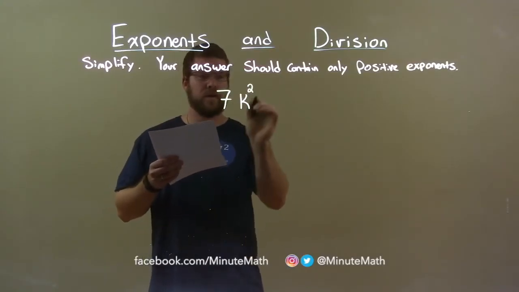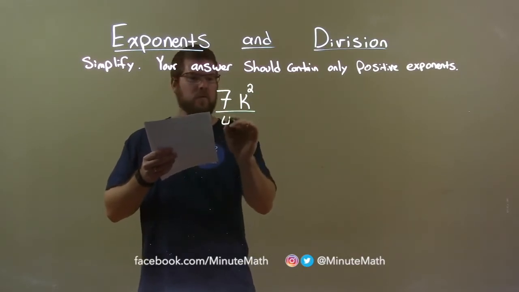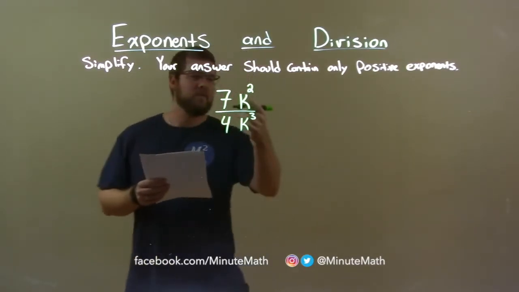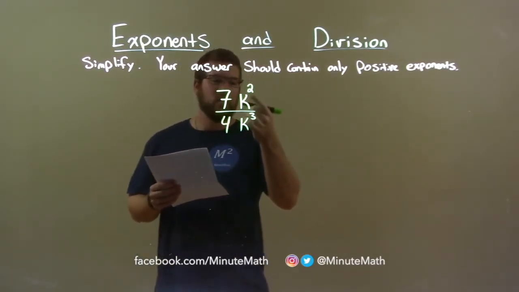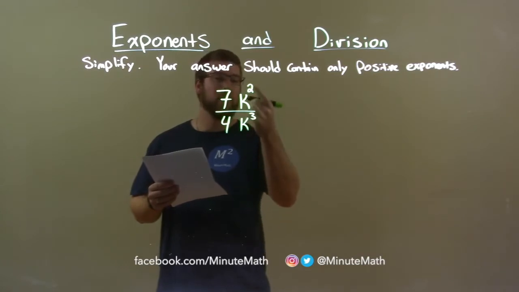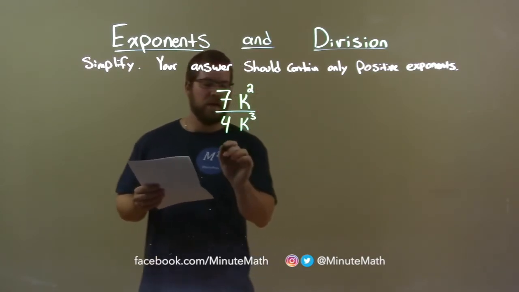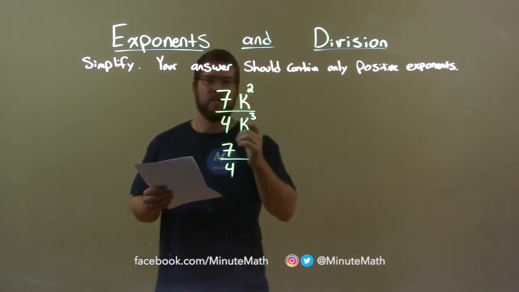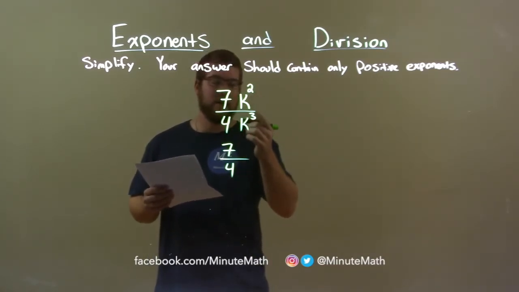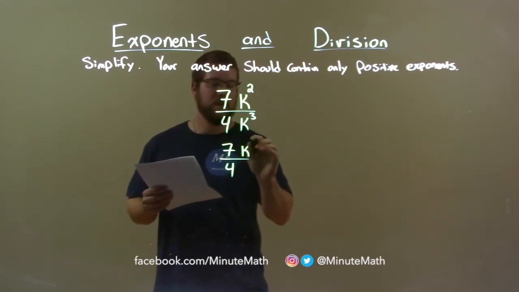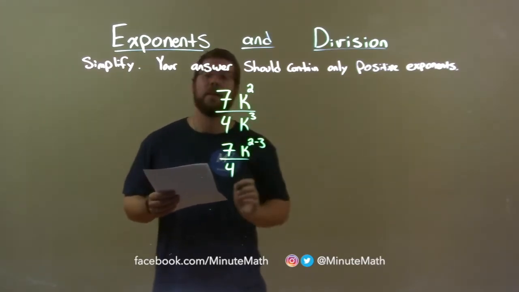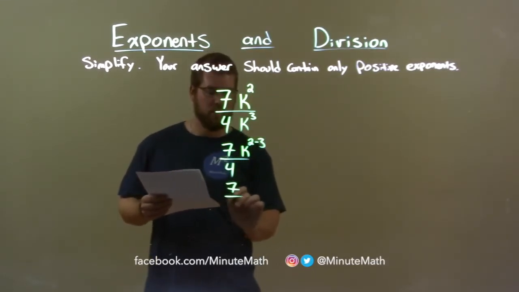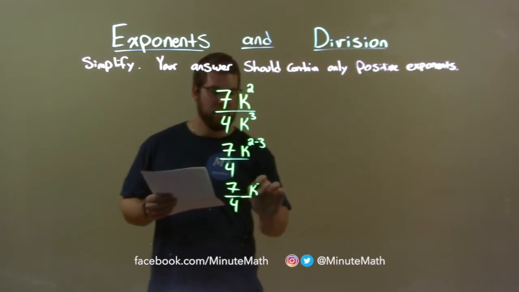7k squared over 4k to the 3rd power. Well, we have the same base here, and when we divide with variables that have the same base, we have to subtract the exponents. So 7 over 4 stays there, okay? And then we have k to the 2nd power divided by k to the 3rd, so that's k to the 2 minus 3 power, okay? 2 minus 3 is negative 1, so we have 7 over 4, and we have k to the negative 1 there.